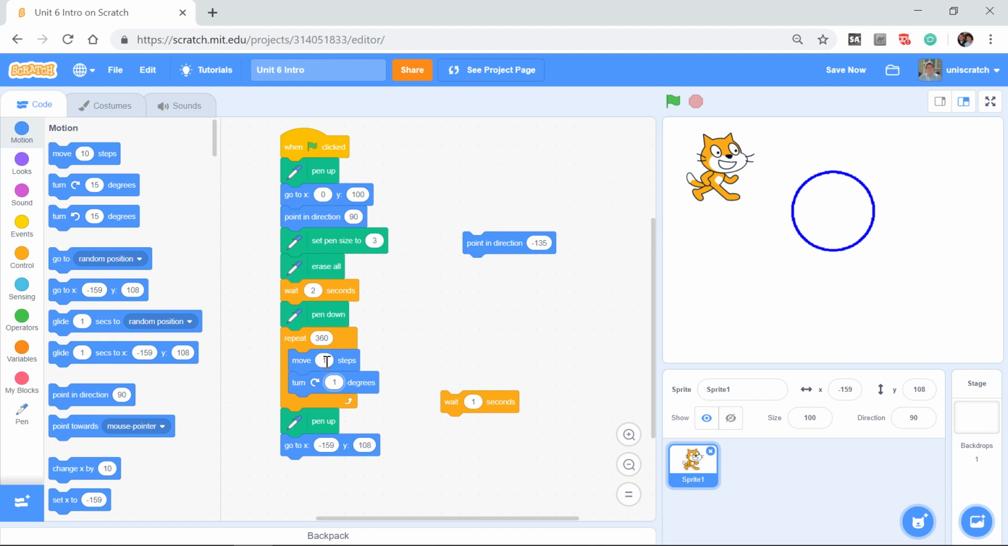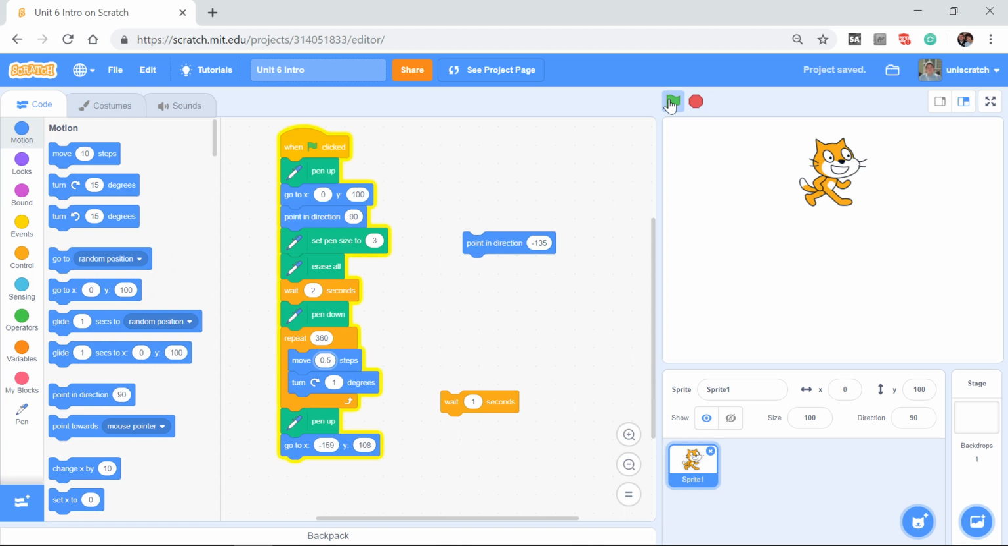And what's really kind of neat about this is if I want different size circles, I can play with this. I can only take a half a step each time. Again, very slow, but you start to see what's going on with things. We got a much smaller circle now.